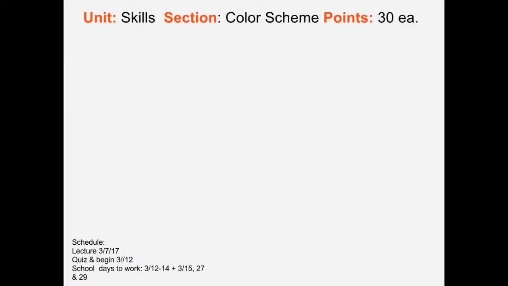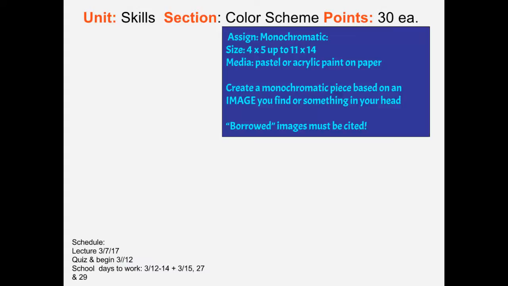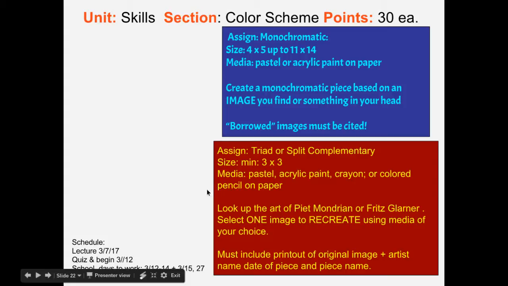For this unit, your assignments are as follows. The monochromatic, once again, one color. Size is 4x5 up to 11x14. You're going to use pastels or acrylic paint, and you're going to do this on paper. You're going to create a monochromatic piece based on an image that you find somewhere, or you can use something from your head. Borrowed images must be cited. That's 30 points.